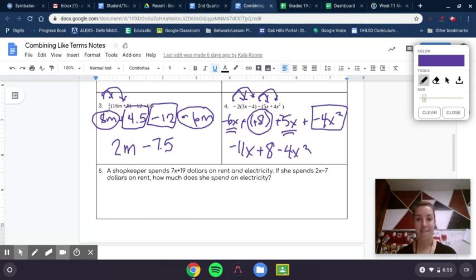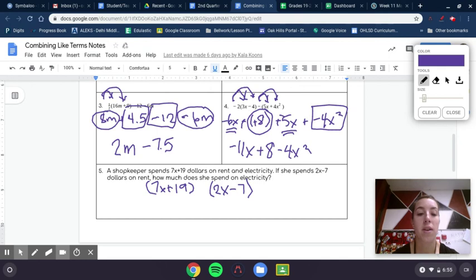Okay? The last one is more of a word problem with your expressions in it. And remember, when it has the expressions, you want to keep them together. So that's where your parentheses are going to come in handy. So it says a shopkeeper spends 7x plus $19. And I'm going to put that in parentheses because that's together on rent and electricity. It says if she spends 2x minus $7 on rent, how much does she spend on electricity?